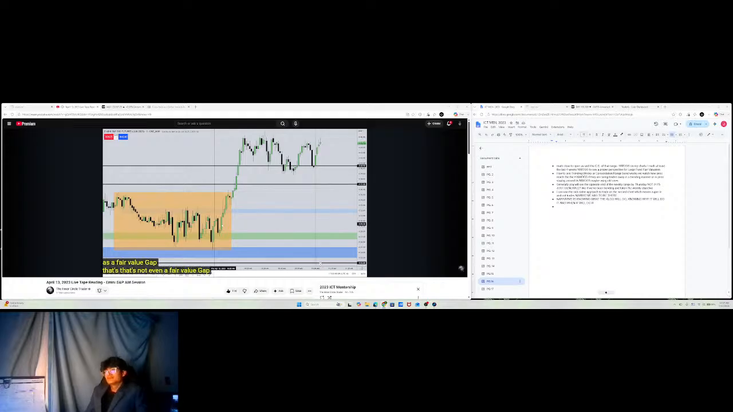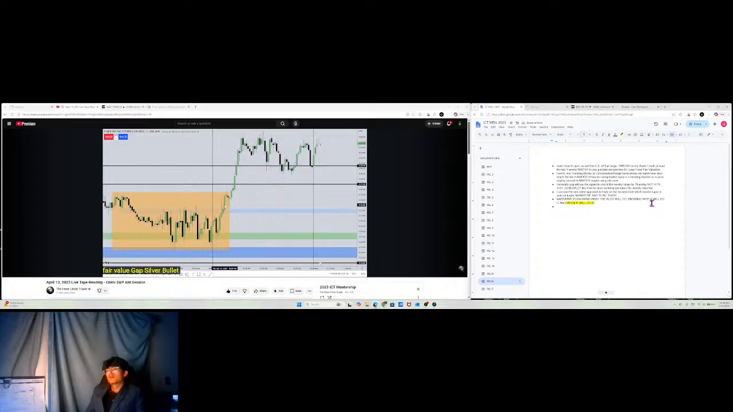That's not even a fair value gap. It's a balanced price range. We have a fair value gap here, and we have one here. This is all balanced. So there's no need for it to go back down there. See, that's the part you don't know. And that's why you shouldn't be trying to teach my stuff.